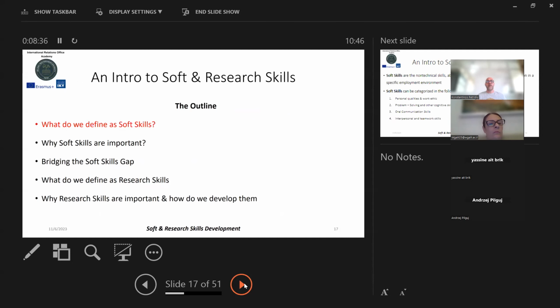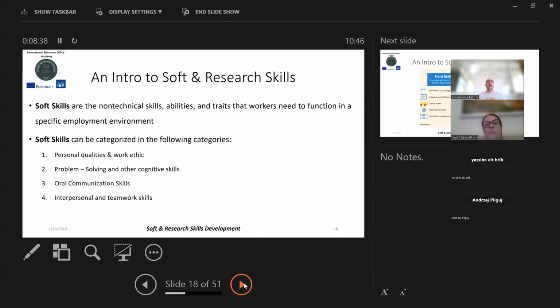So we already had a discussion on how we define soft skills. You have mentioned a lot of them, but we can keep this categorization that I have over here. We can split them into four categories, but of course, in the bibliography, there are more than this. Personal qualities and work ethic. Work ethic is something that we are also going to present, very important for science, but also as a human and a responsible citizen. Problem solving and other cognitive skills.